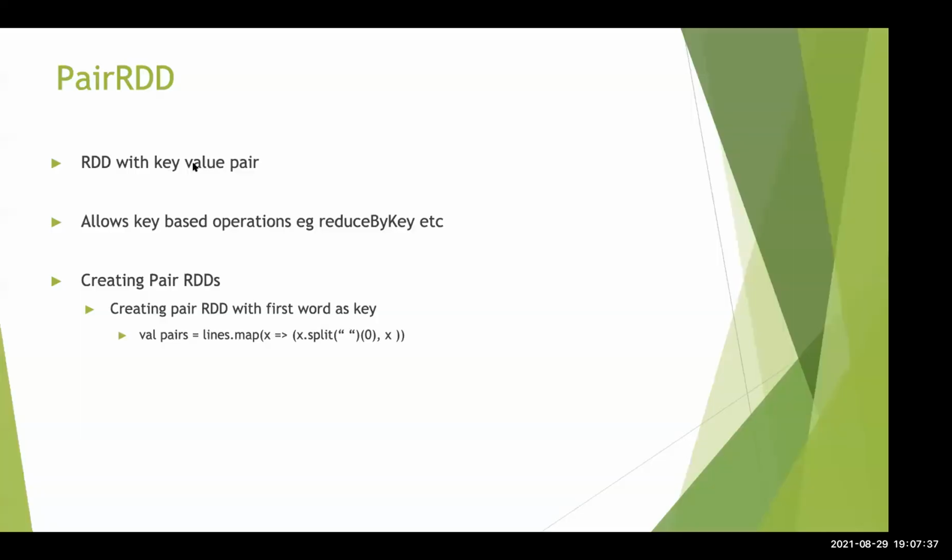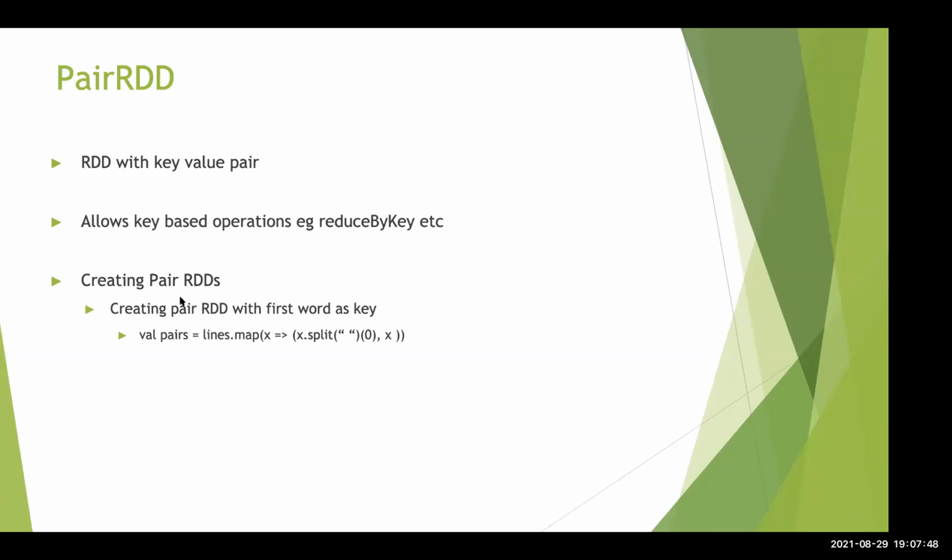Okay. Pair RDD, when you need to deal with key value pairs. For example, group by key, map by key. You'll see many by key functions, combine by key, reduce by key. So they use pair RDD. The way you create pair RDD is like key and value.